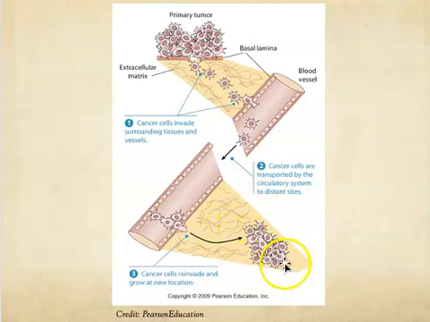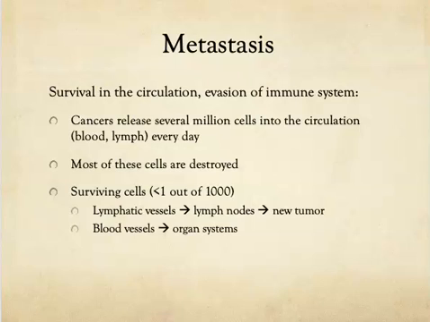And finally, when this tumor reaches a certain size in the new location, they're going to need a new blood supply. And those cells are going to have to stimulate the process of angiogenesis. So metastasis is a complex, multi-step process. And luckily for you and I, every cell that attempts metastasis is not necessarily successful.